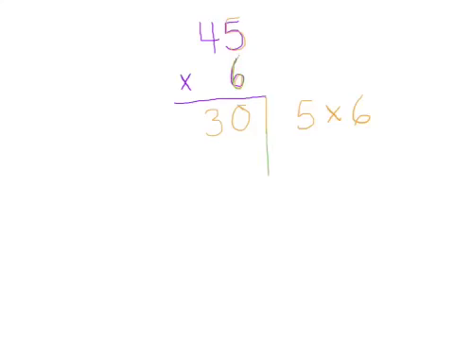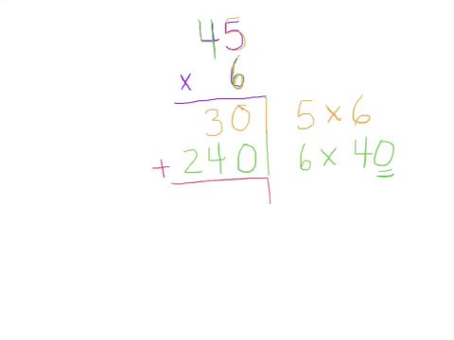I'm going to distribute that 6 times the digit in the tens place. 6 times, not 4, but 40. Keep that 0. 6 times 4 is 24. Notice that I've lined up all those place values, right, so that we can see what goes where. That's really important. And then I'm going to add those up. 0 plus 0 is 0. 3 plus 4 is 7. 2 plus nothing is 2. So my answer is 270.